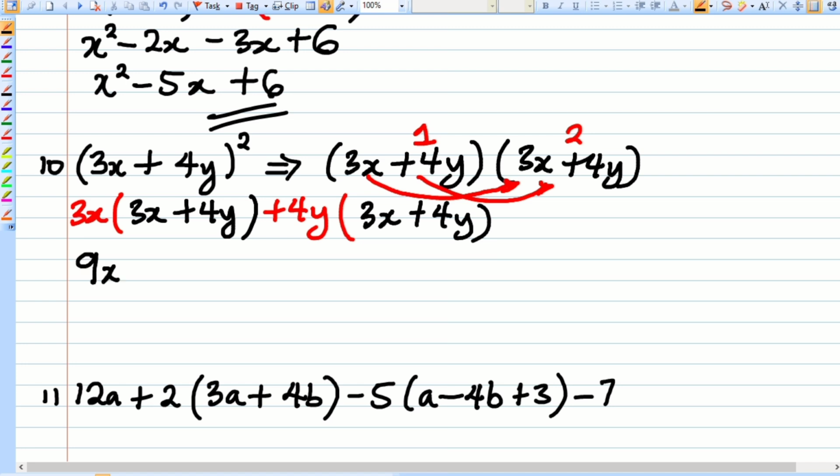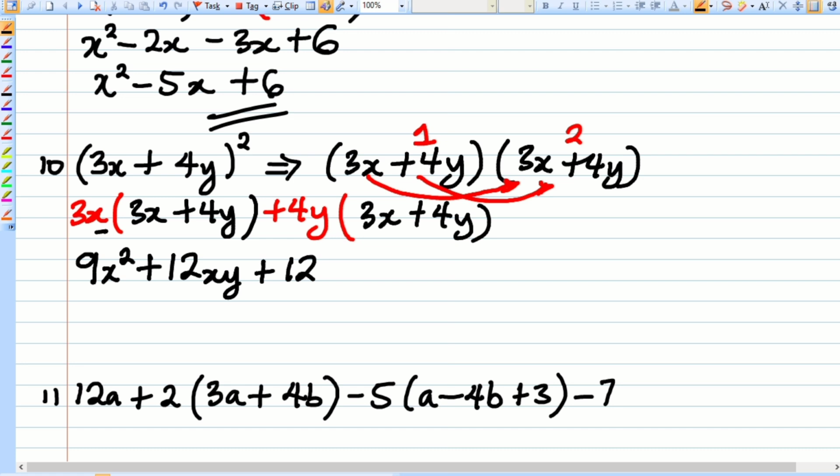Now let's simplify. 3 times 3 is 9. x times x is x squared. We're done. Then plus 3 times 4 is what? 12. The x here times the y here is what? xy. So we are done with that one. So let's move over to this one. We have plus 4 times 3 is what? 12. y times x is yx.